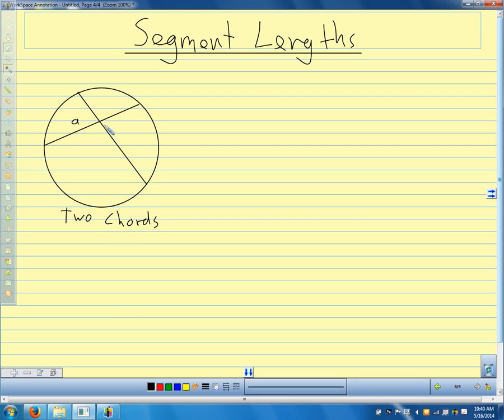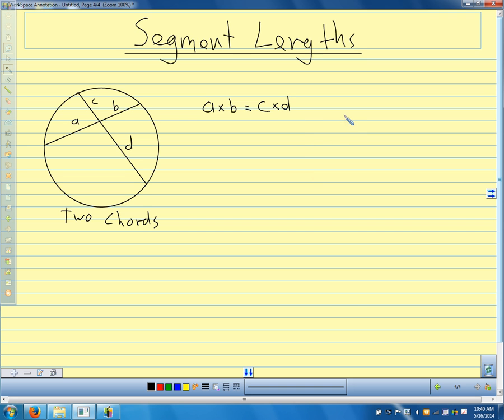I'm going to call this A, B, C, and D. And these are talking about the lengths of the segments. A, B, C, and D are the lengths of these pieces of the segments. When we have 2 chords intersecting in our circle like this, the lengths are related by A times B equals C times D.